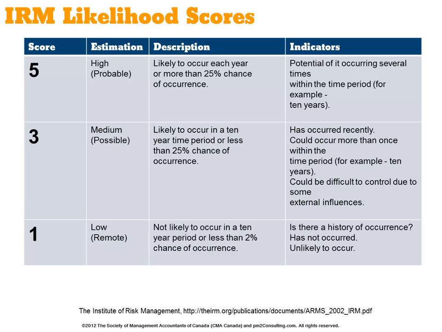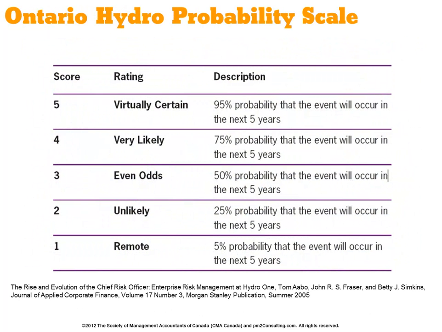The IRM has defined it slightly differently in terms of 5, 3, and 1, and gives, again, examples of indicators of what that might look like. Ontario Hydro has slightly adjusted the schedule and terminology that they use from remote to virtually certain, and they look at a probability, but for them the time horizon is 5 years. So again, these slides are provided. You need to review them and choose definitions around the scale of 1 to 5 that suits your organization.